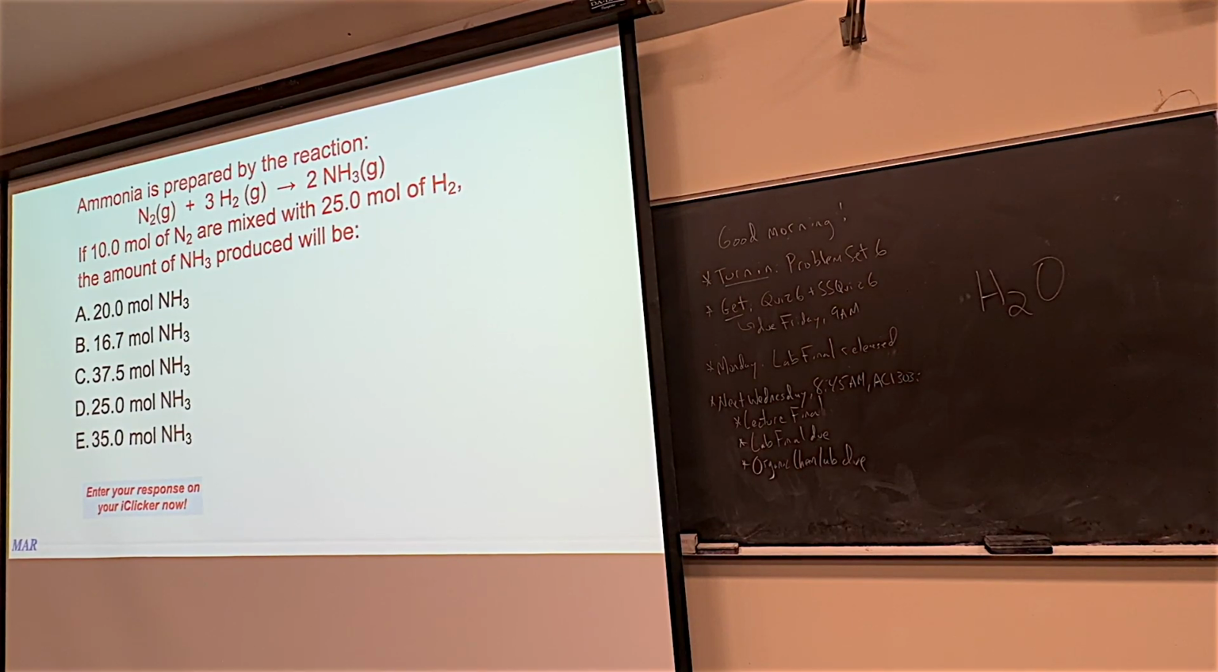This is a question where we've got nitrogen and hydrogen making ammonia. And we've got 10 moles of nitrogen and 25 moles of hydrogen. And the question is, how many moles of ammonia, NH3, are we going to make? So see if you can figure this out. I'll talk about it here.